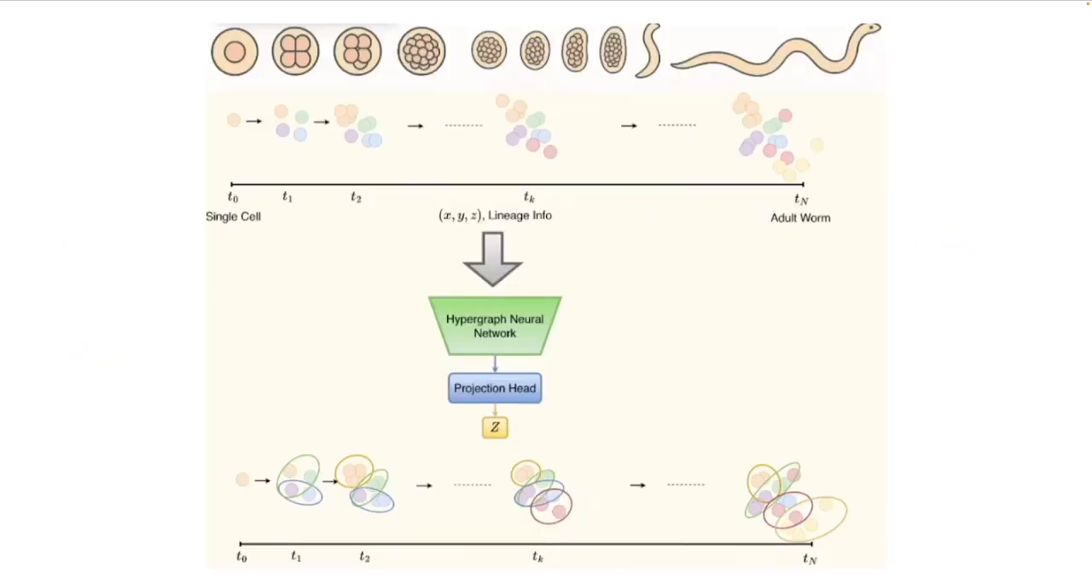This is another visualization of the hypergraph methodology. So, of course, this is worm development, where we go from a single cell to an adult worm. We then go down to this hypergraph neural network. And then, of course, you're using this attention mechanism with a projection head, and you're using that to discover these hypernodes where you have nodes contained within them.